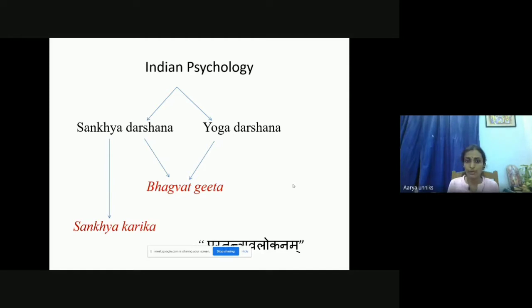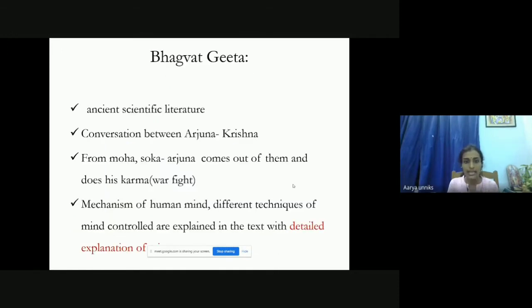Before going to that, I need to say a few words about the Bhagavad Gita, because we often tend to take it as a religious textbook. But it's not the right way of approaching the Bhagavad Gita, because it is rather ancient scientific literature, which is a conversation between Arjuna and Krishna. Arjuna was about to fight the war, and at the war front, he had Krishna with him. But then he stood confused. He was a very good warrior, but he was confused because he had to fight and kill his own relatives.